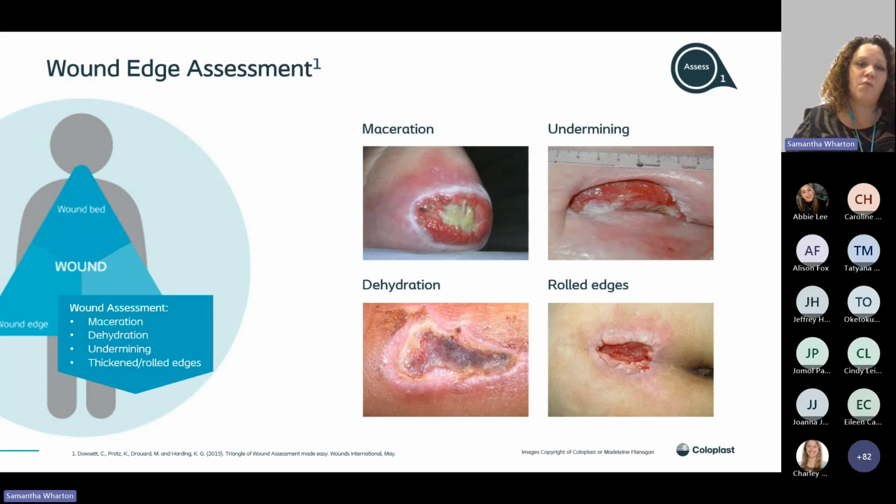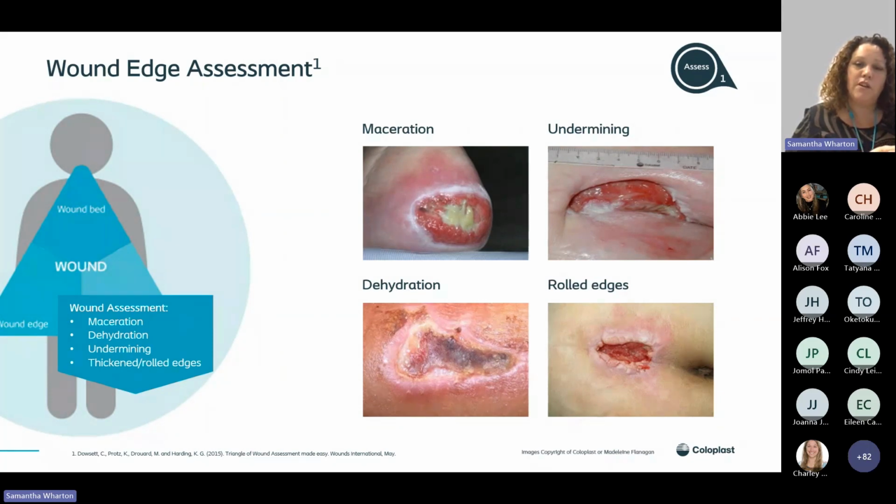Or is the wound edge dehydrated? Do we need to give some moisture there? Because if that wound's dehydrated, those epithelial cells won't be able to migrate across. They need moisture to be able to slide over each other to close that gap and heal that wound.